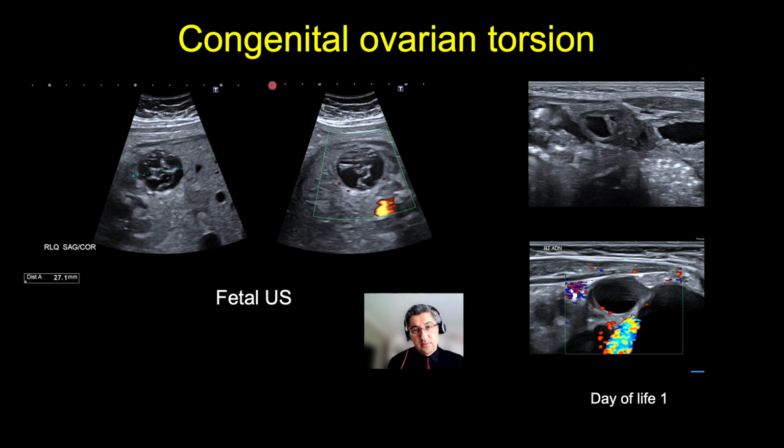As I told you, most of the torsion are antenatal, and here we can see this complex cyst prenatally on the fetal ultrasound. It's 2.7 centimeter, relatively large for a newborn, and we did the follow-up early in life, and then we can see that there was actually improvement of the cyst. It didn't look very complex at that time, and we could see a little bit normal ovary.